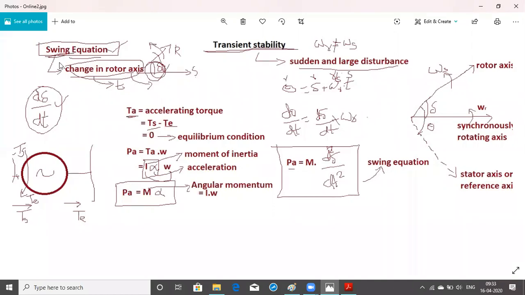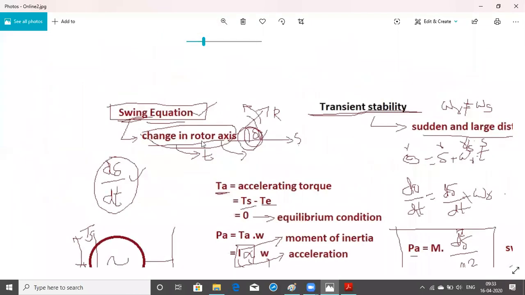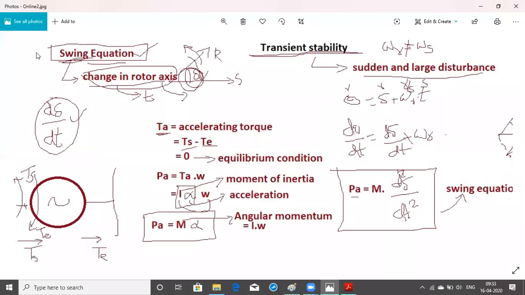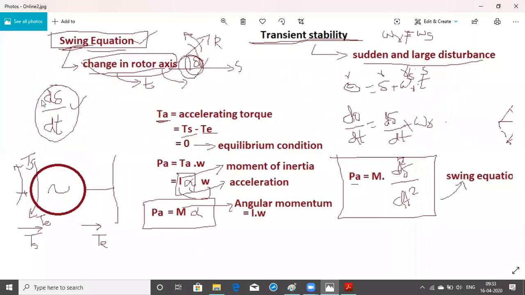So we can also define the swing equation as the relative motion of the rotor axis with respect to the stator axis as a function of time. Nothing but d delta by dt will give you the swing equation.